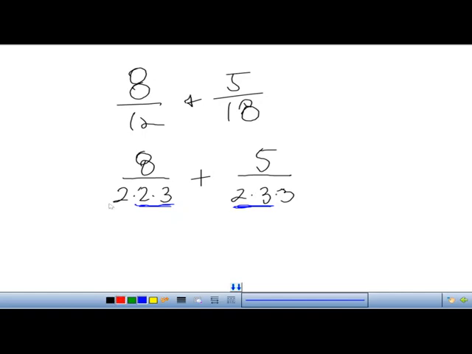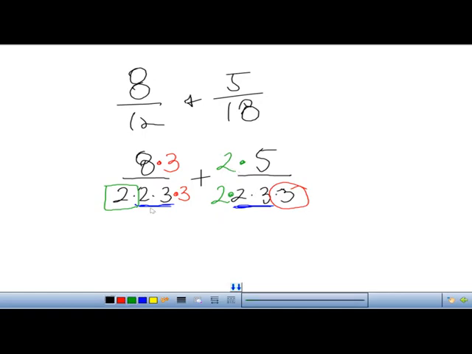So for this first one, what does the second one have extra that the first one needs? Yeah, the 3. So I'm going to multiply times 3, and I'm going to multiply times 3, numerator and denominator. Look at the denominators now. What does this one need that this one has? The extra 2. That is correct. So I need to multiply this one times 2, numerator and denominator.